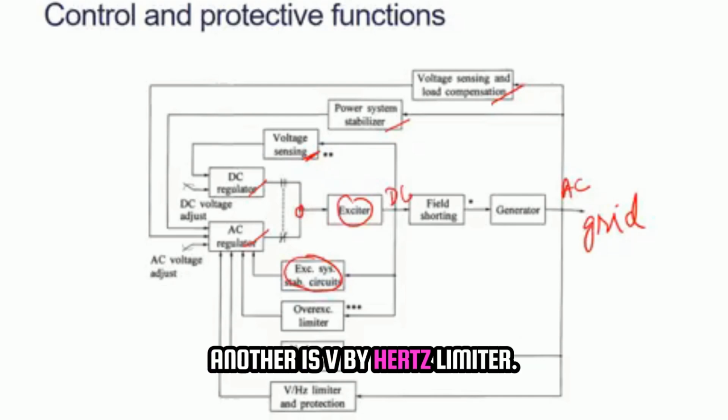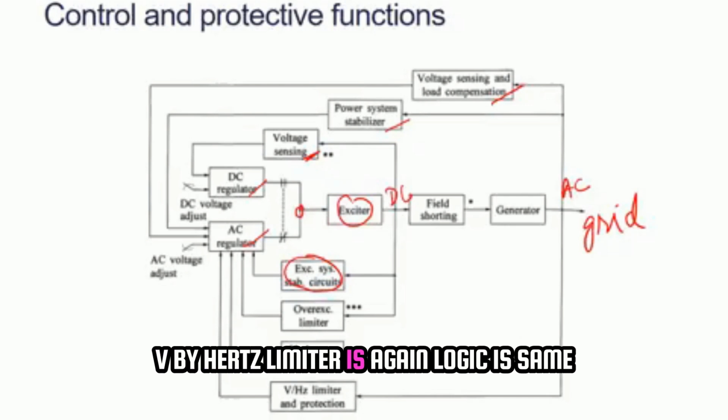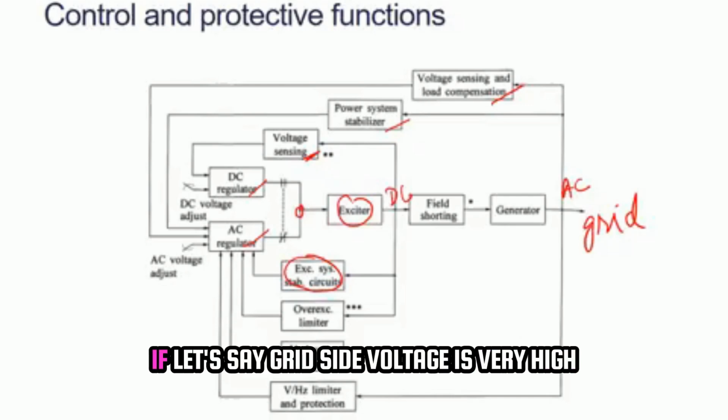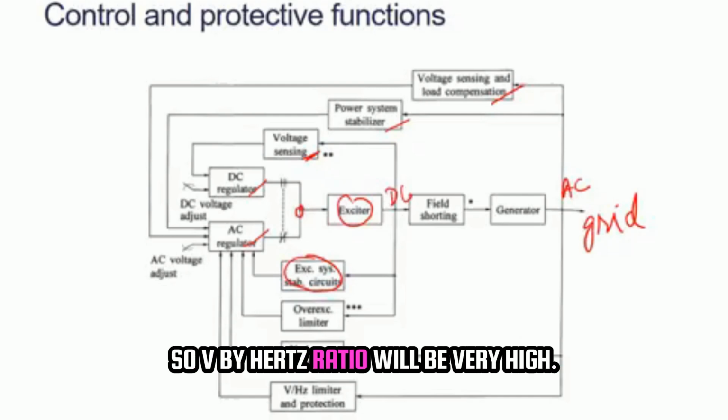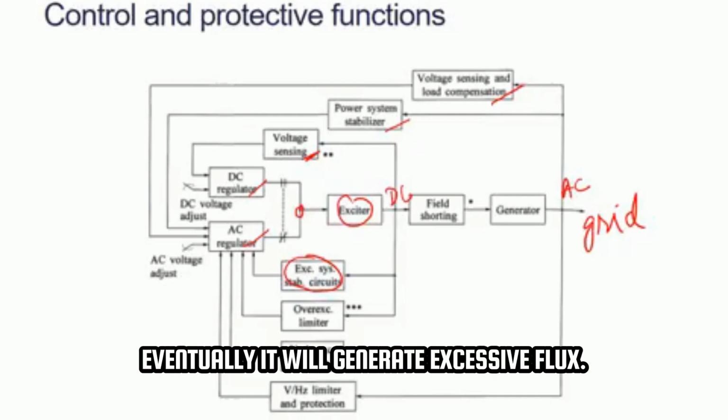Another is the V by Hertz limiter. The logic is the same. Let's say the grid side voltage is very high and the frequency is very low, so in V by Hertz, V is very high and frequency is very low, so the V by Hertz ratio will be very high. Eventually it will generate excessive flux.